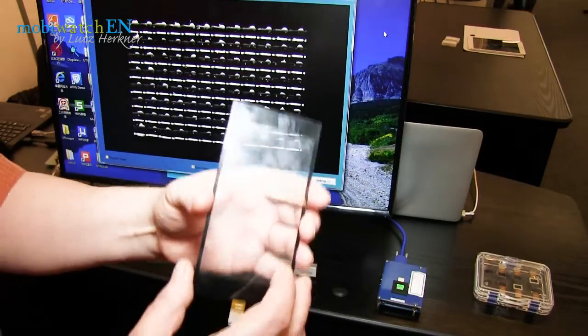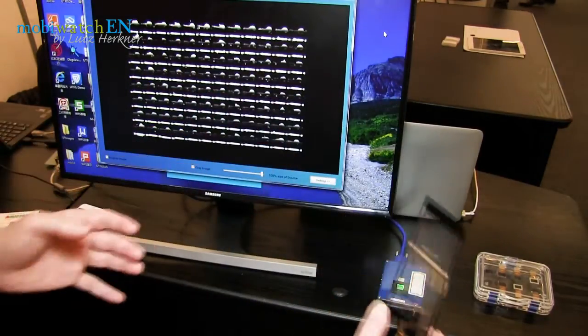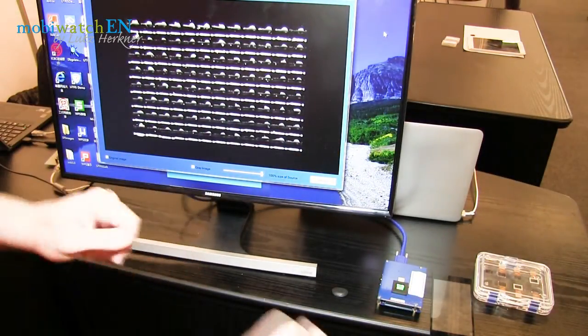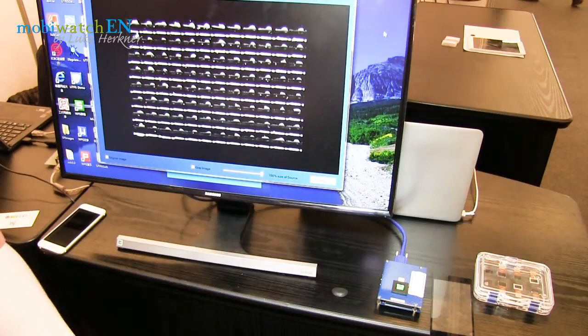Yeah, I hope I could help you a little bit to understand this new technology, and why I hope this is coming to smartphones in the future.